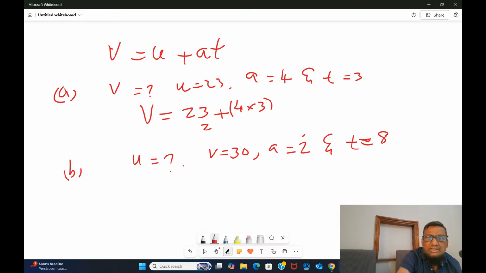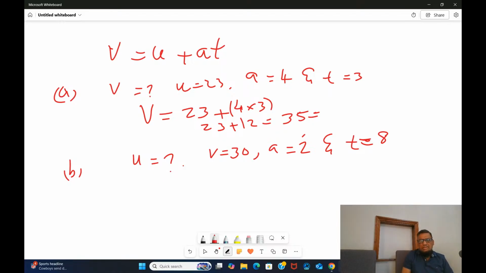So 23 plus 12. The answer will be 5 and 3, so 35. So the value of v is 35. Okay, so we found the answer. Very simple, we substitute.